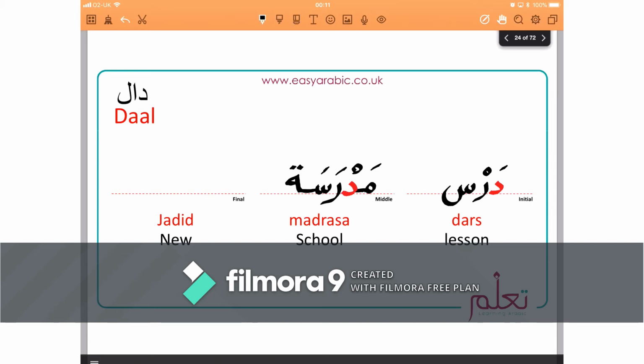So next one is jadid. We have a jim, then we have a dal. I'll actually just show the highlighted one at the end. Then we have the ya, and then a dal. Jadid, jadid. So jadid.